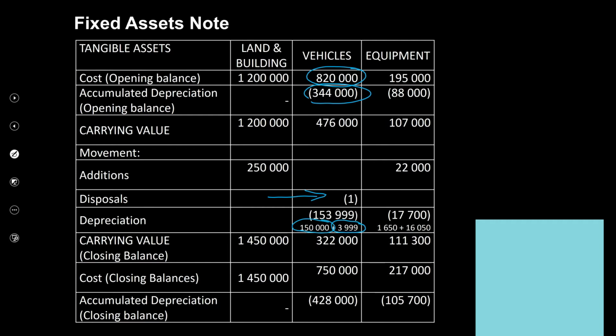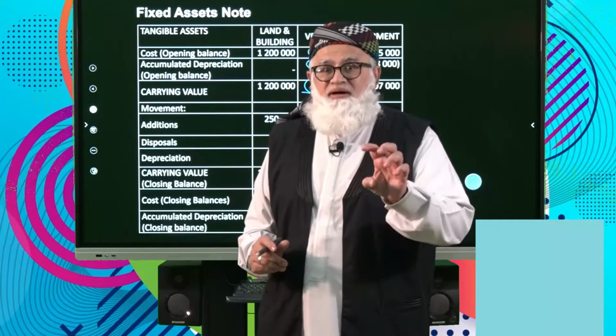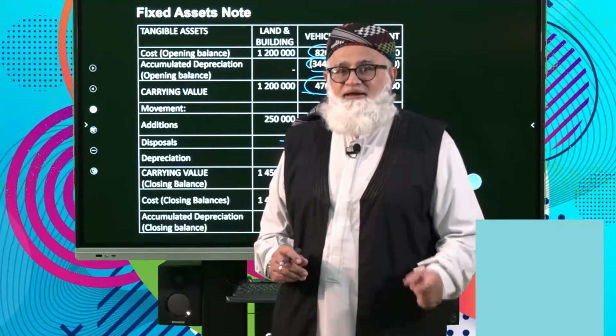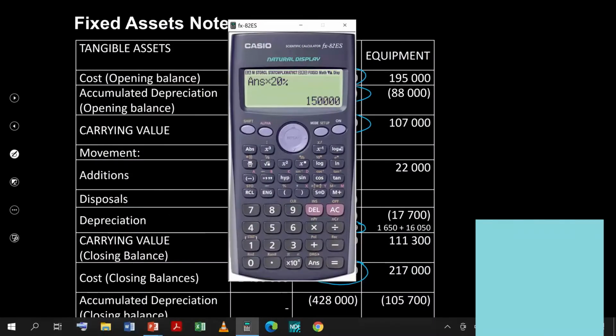And notice, I'm showing the two depreciation amounts separately. Add the two together will give you 153,999. Okay, now we come to the closing balance. Remember, 820,000 minus the cost price of the vehicle that we sold gave me the 750,000. And if you look at your carrying value of your vehicles was the 476,000 opening balance. Add this year's depreciation of 153,999 minus, now this is very important, what do we subtract? Remember, the accumulated depreciation was 69,999 Rand.